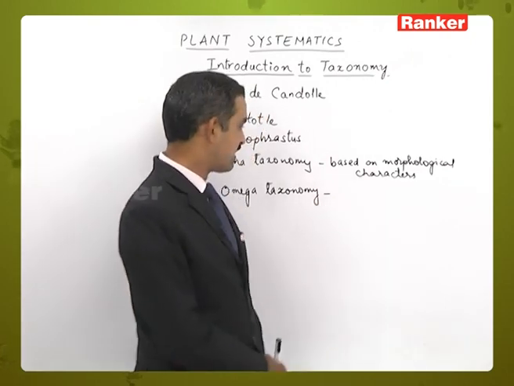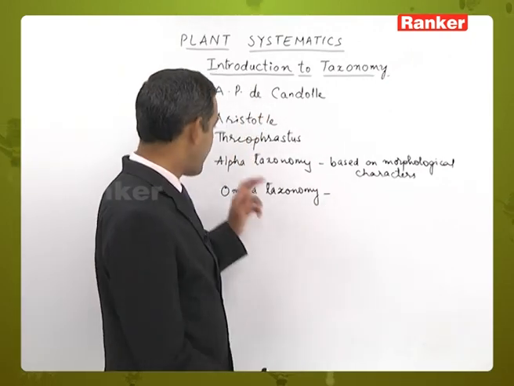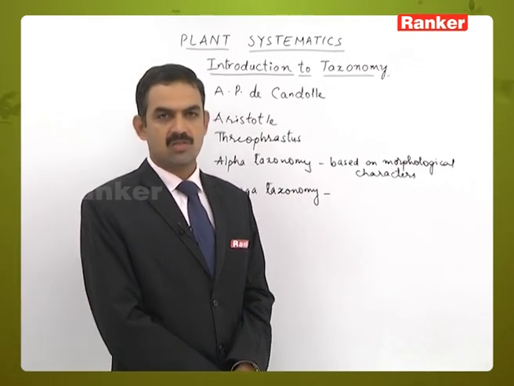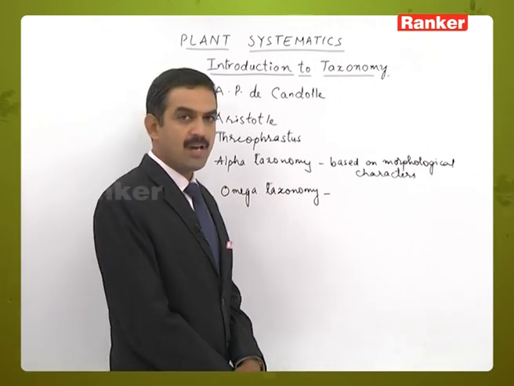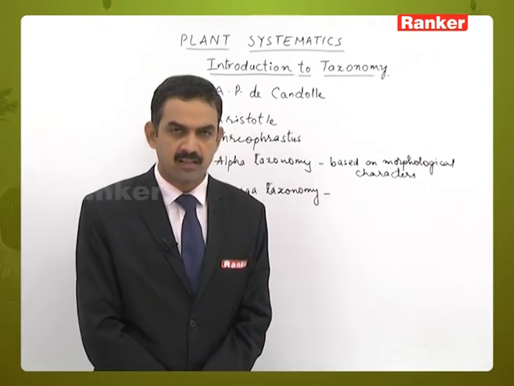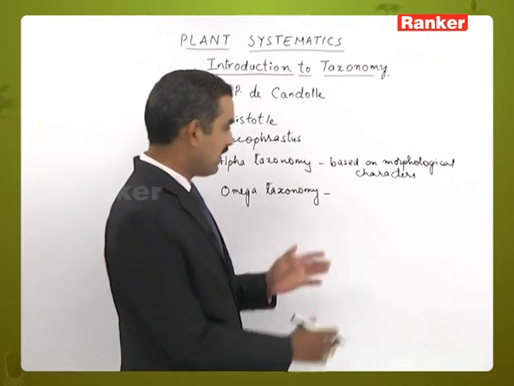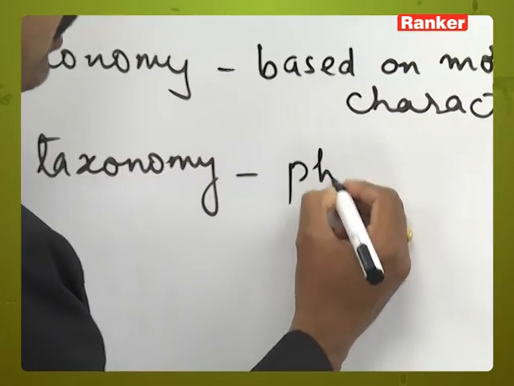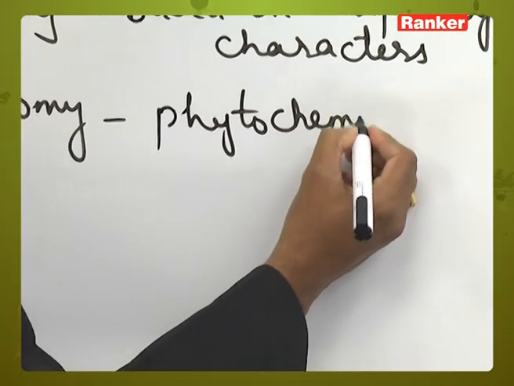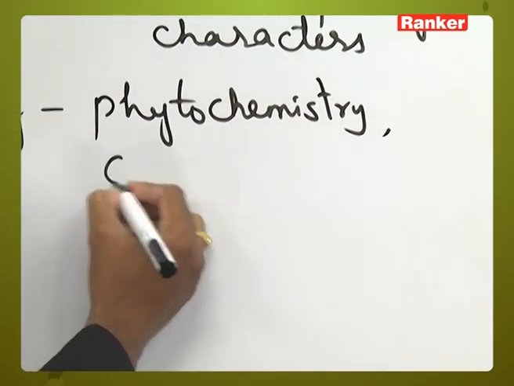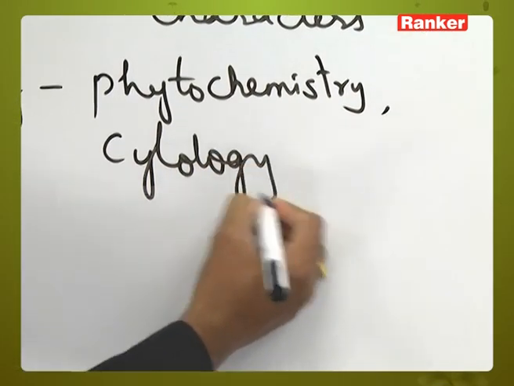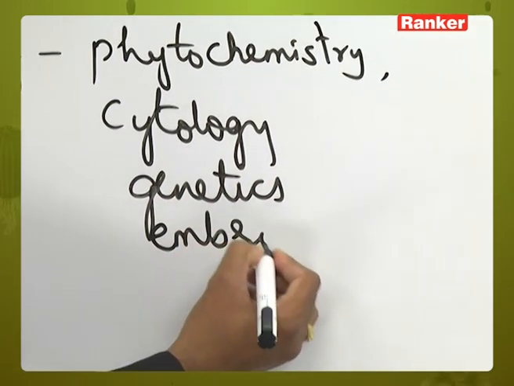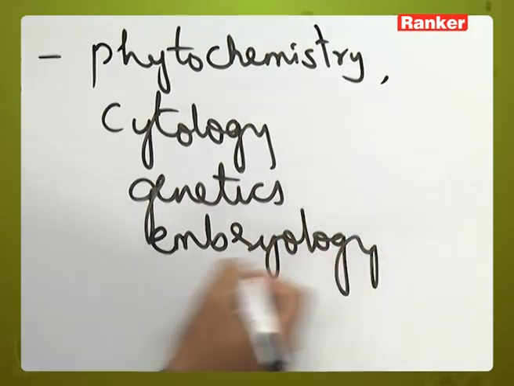This is considered more advanced, a better taxonomic study when compared to alpha taxonomy. Why? Because here they considered more characters for classification of plants. They took knowledge from various branches of botany like phytochemistry, cytology, genetics, embryology, palynology.